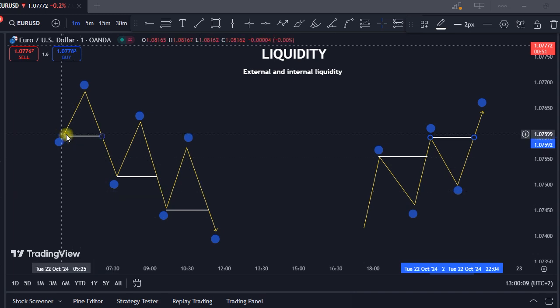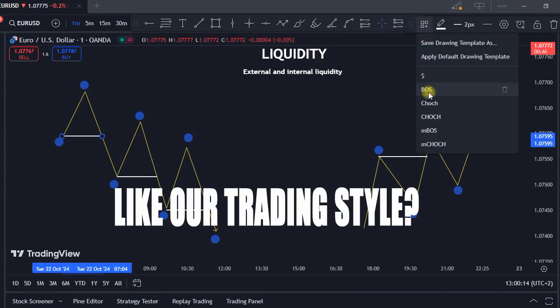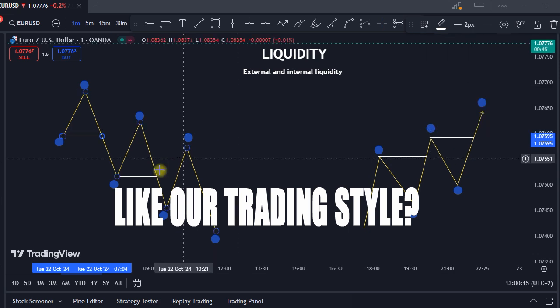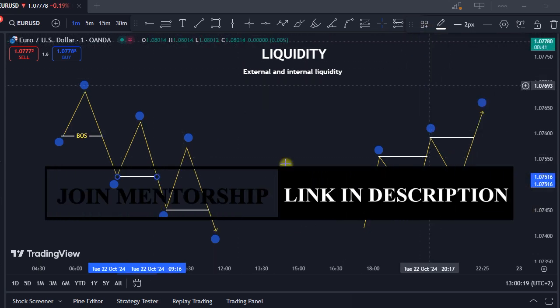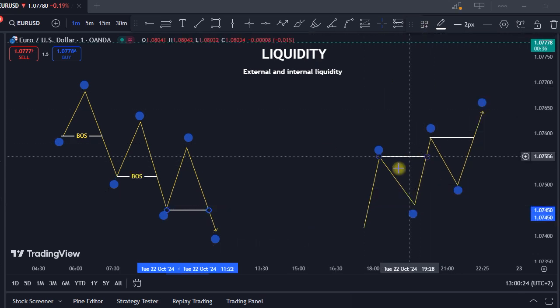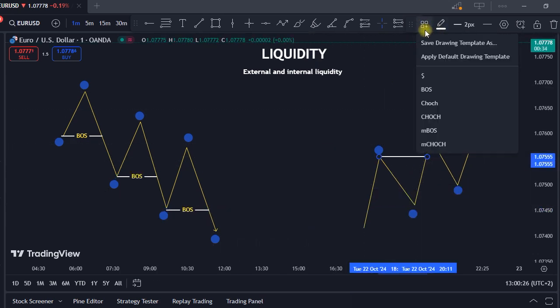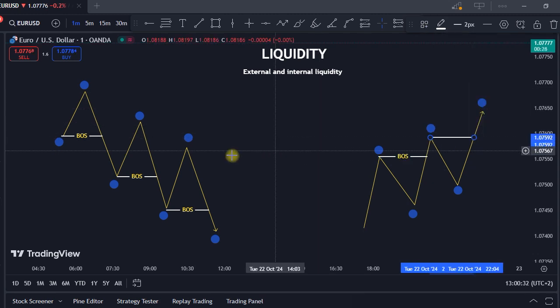Now we can go ahead and label this so that we know what we are talking about. That's a breakout of structure. This one is also a breakout of structure, and this one, and this one, and this one are also breakouts of structure. So this is a downward trend, and this one over here is an upward trend.